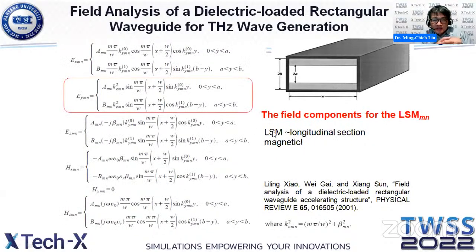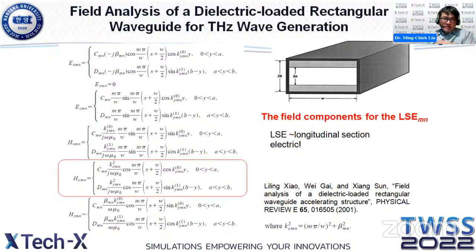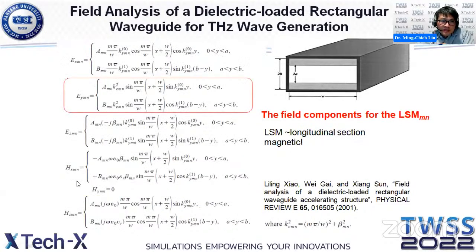But luckily, these researchers give a detailed field analysis. If we want to study this spiral wave structure, we can mainly excite this component. You might ask how I know we have to excite these components. If you work with waveguides for decades, you will have the experience to know which component you should excite. For the LSE mn mode, we excite by using the H component. For LSM, we use the Ey component.